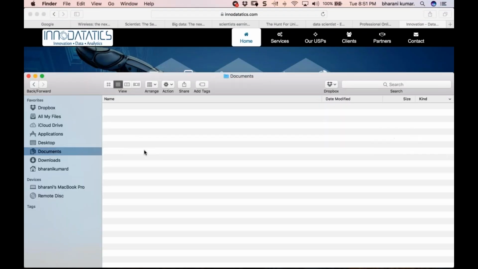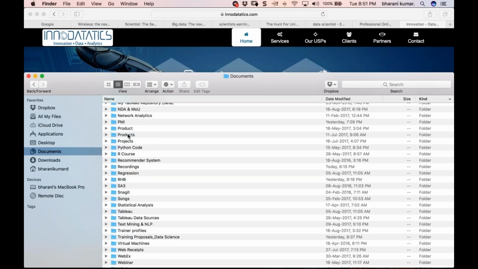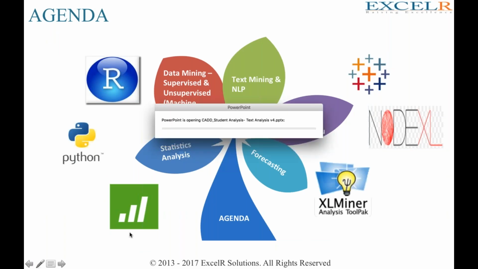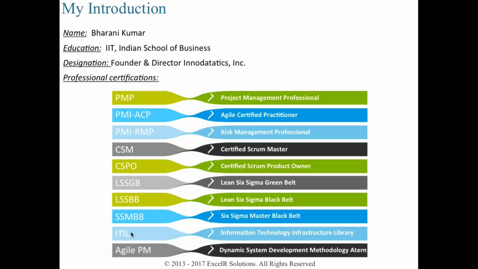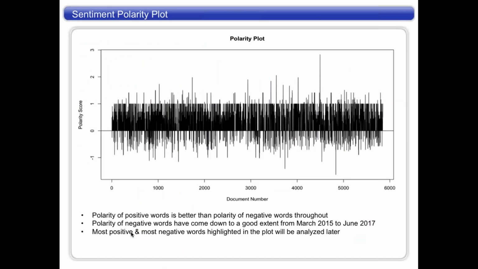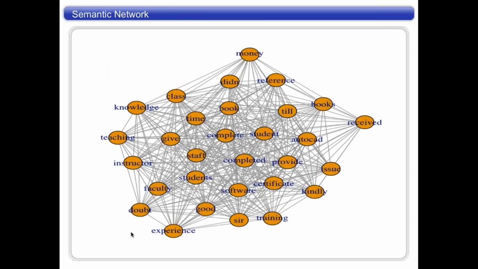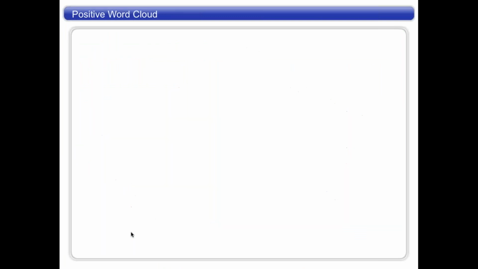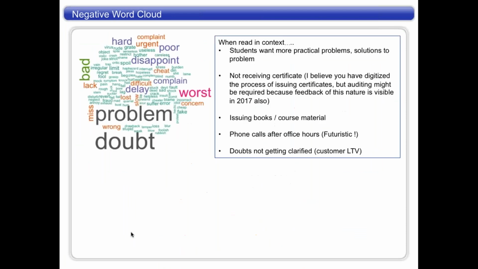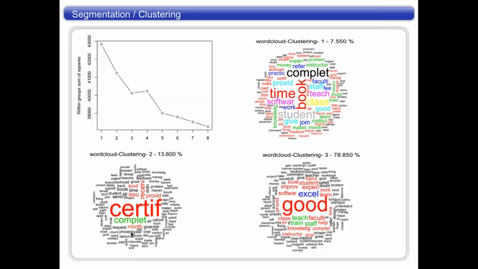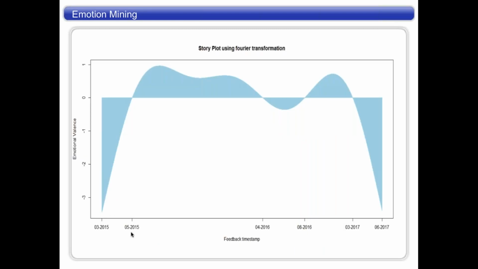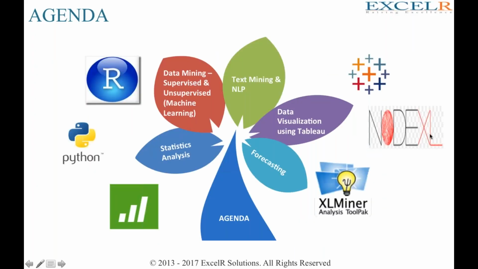open this particular project that we have recently done for a client, and let me explain what this particular text mining is. You'll be able to generate these kinds of plots, polarity plot. You'll be able to generate semantic network. You'll be able to generate the word clouds, the dendrograms. You'll be able to come up with clustering, segmentation, emotion mining, and all these things, right? That is all in a nutshell.